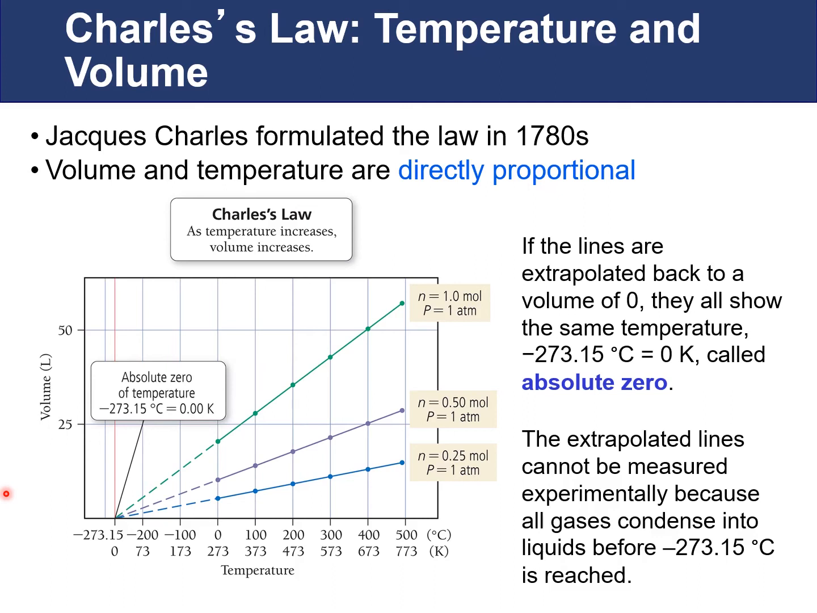So what he found was that the volume and the temperature of gases are directly proportional to each other. As you increase the temperature, you increase the volume. As you decrease the temperature, you decrease the volume. So if we plot temperature on the x-axis and volume on the y-axis for a variety of different containers, in each one of these we have a different number of moles, we're maintaining the same pressure, and for each one of these lines we're maintaining the same number of moles. It's just that each one of these lines is in a different container with a different number of moles.